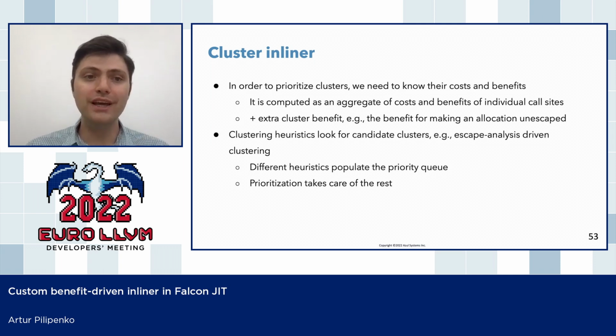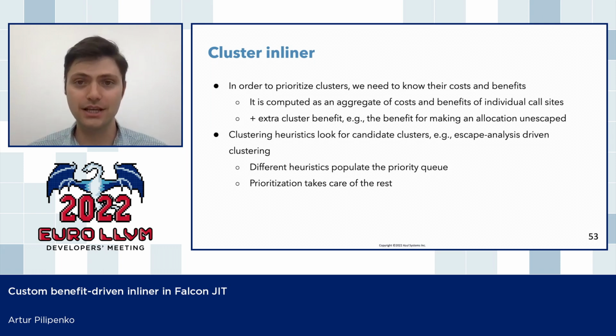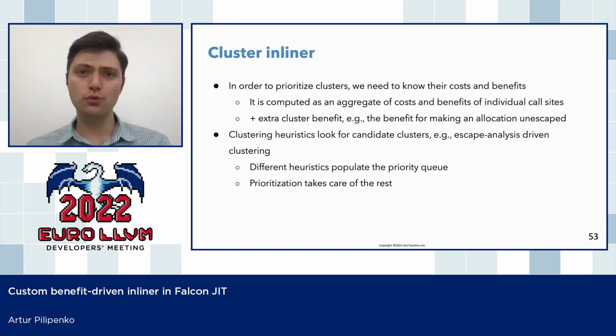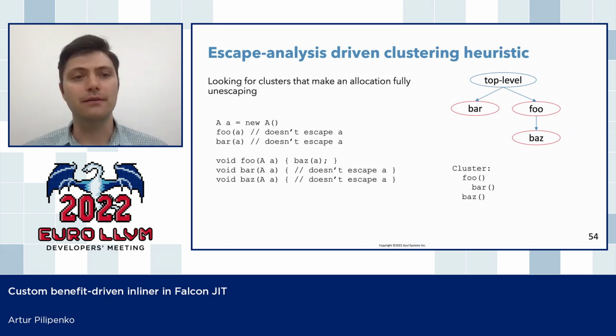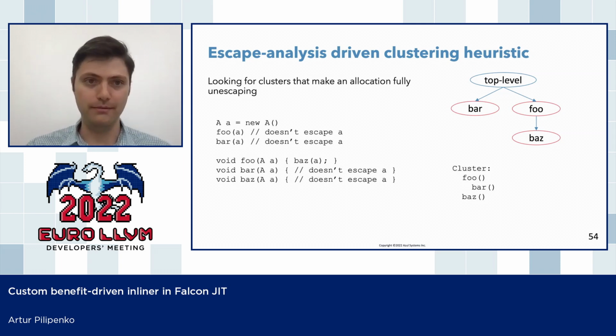And at this point, we can have different clustering heuristics look for candidate clusters. And these heuristics can feed the priority queue. And then the prioritization will take care of the rest. And on every step of the way, we would have the best cluster available for inlining. So far, we have implemented several clustering heuristics. They are all about escape analysis-driven inlining. Essentially, we are looking for clusters that can make allocations fully unescaped, like in the example I showed earlier.